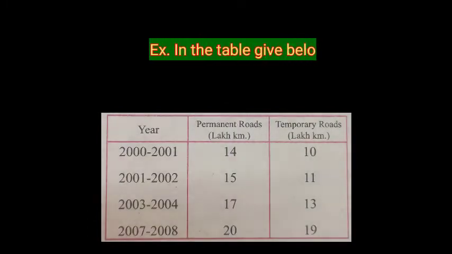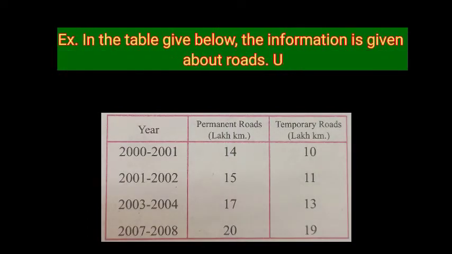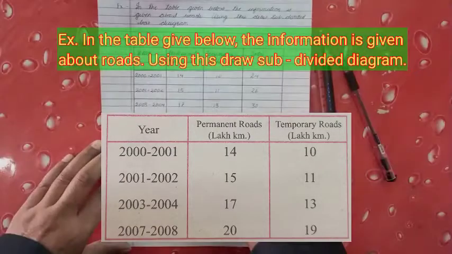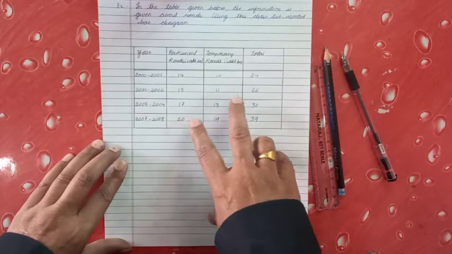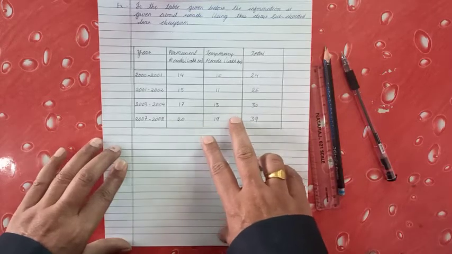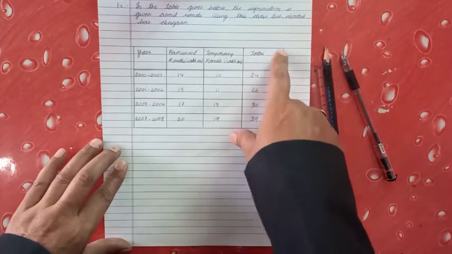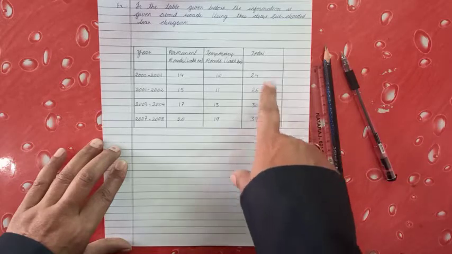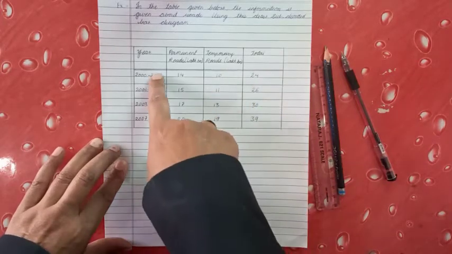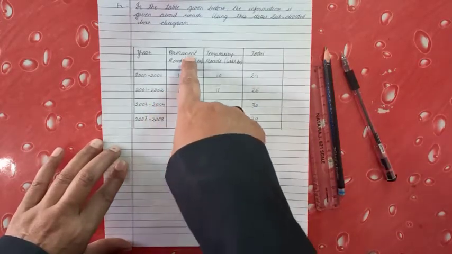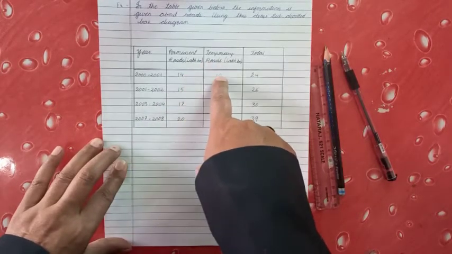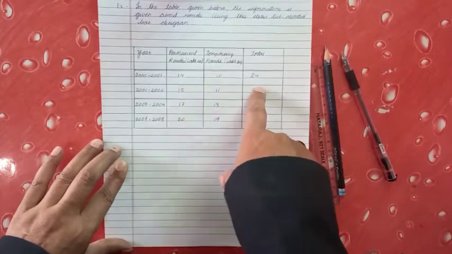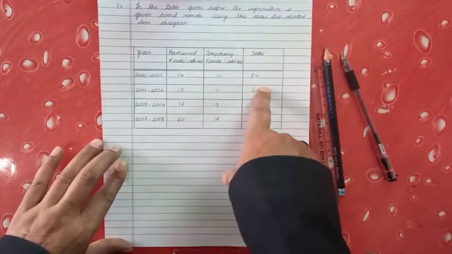Here we have the question. In the table given below, the information is given about roads. Using this, we have to draw the subdivided bar graph for this given numerical data. So first of all, in the given table we have to insert one more column to write the total. Now here for each year, the permanent roads, which is given in lakh kilometer, and the temporary road values are given. So in the next column we'll write the total of that.